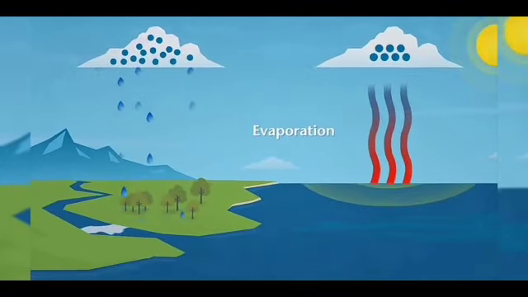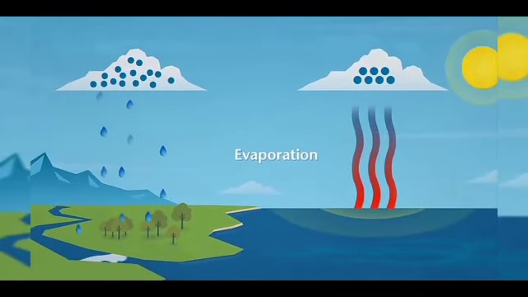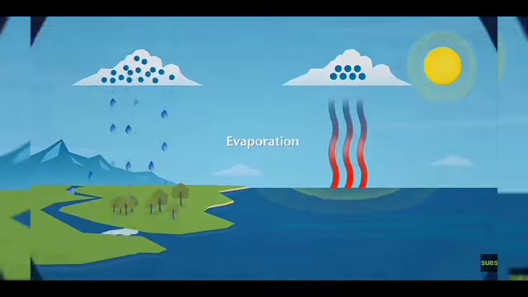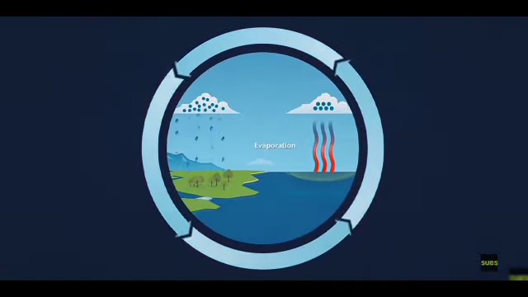Raindrops fall on the ground surface where the sun can shine on them, and the whole process happens again. This is called the water cycle and keeps water moving from the ground to the sky, providing the water needed for plants, animals, and people to survive. So now you know.